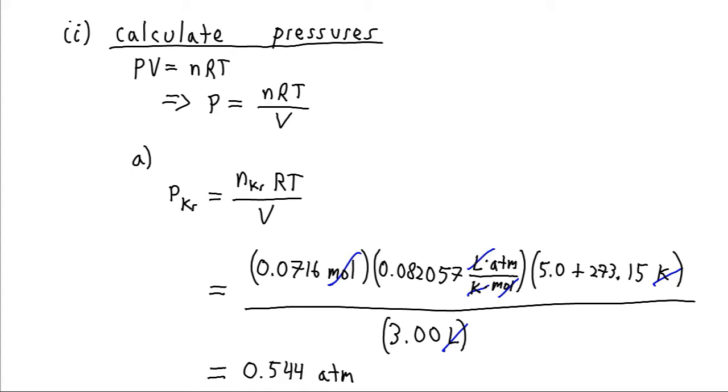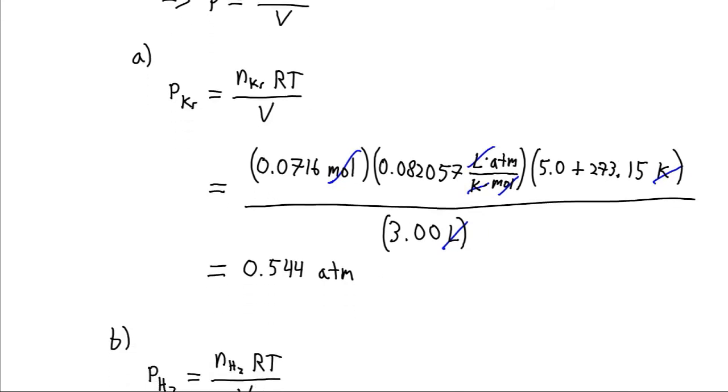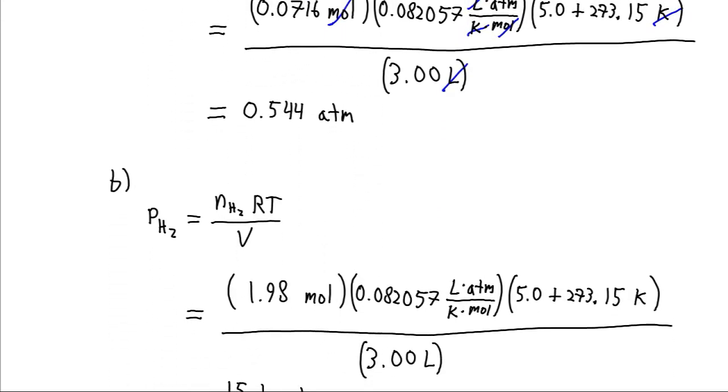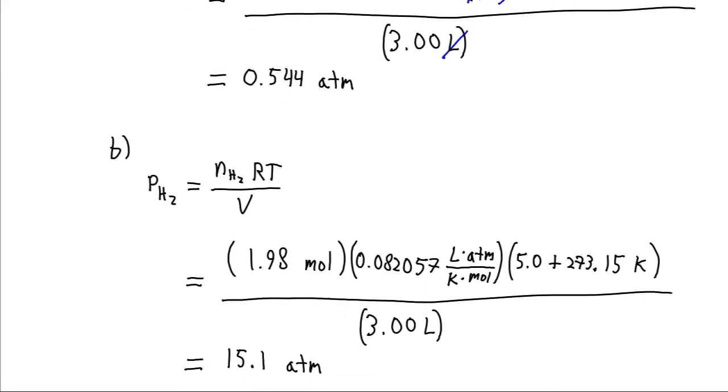Now we need to do the same thing for our other gas in our container, the hydrogen. And it's the exact same setup. The only difference is that now we have the 1.98 moles of hydrogen in our container, but same R, same temperature, same volume. And that works out to 15.1 atmospheres.